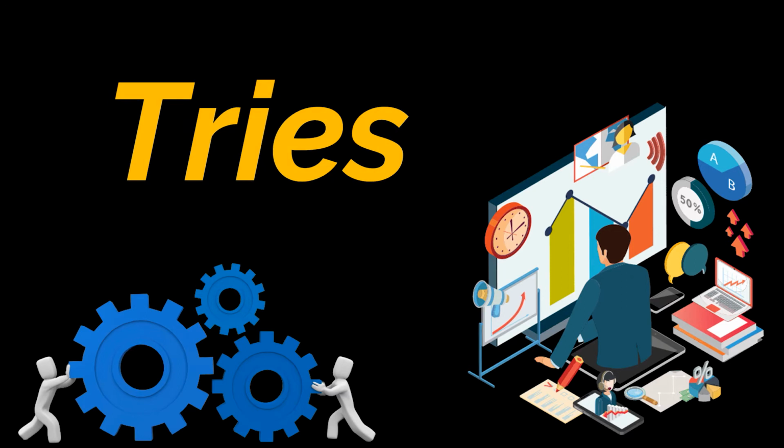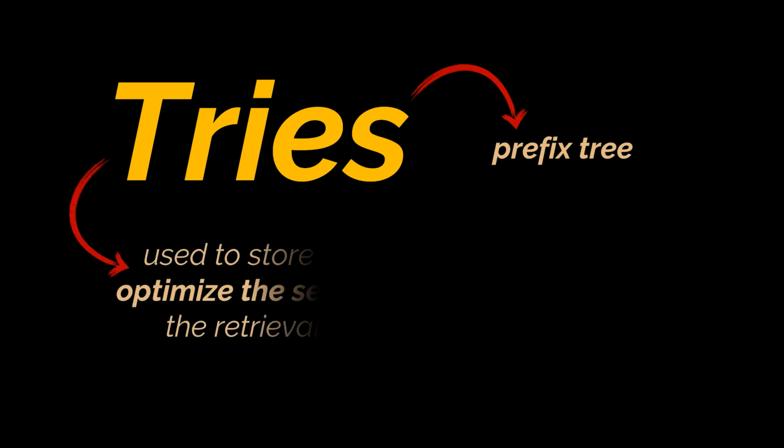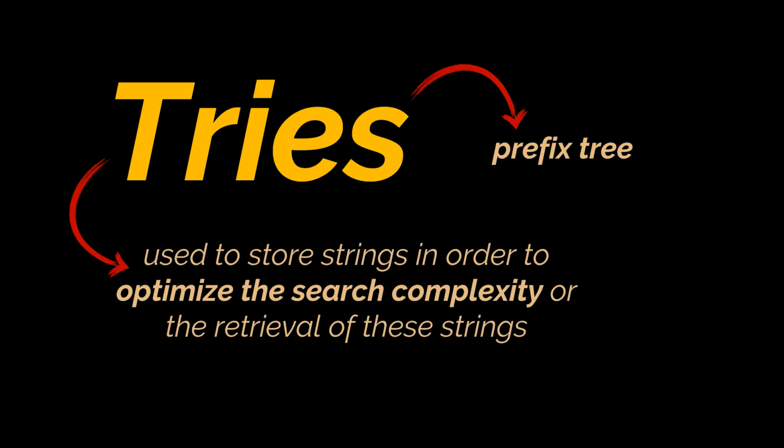A couple of months back, this series was constantly being enriched with several uploads explaining trees and their several implementations. And after going over binary search trees, graphs, maps, and multiple traversal techniques, today it is finally time we tackle tries. So, a trie, also referred to as a prefix tree, is a type of search tree usually used to store strings in order to optimize the search complexity or the retrieval of these strings, which means that we will be able to retrieve the strings we stored in a faster manner.